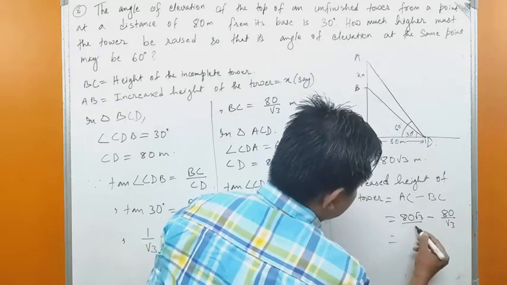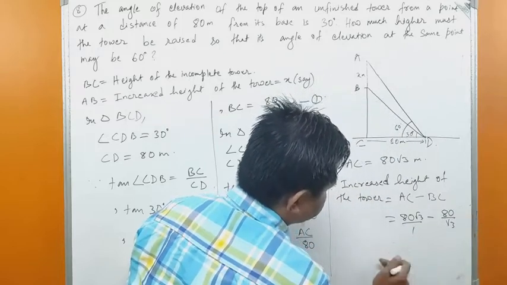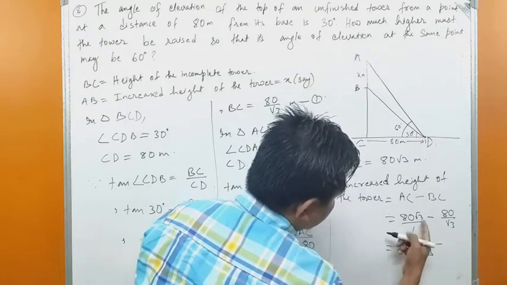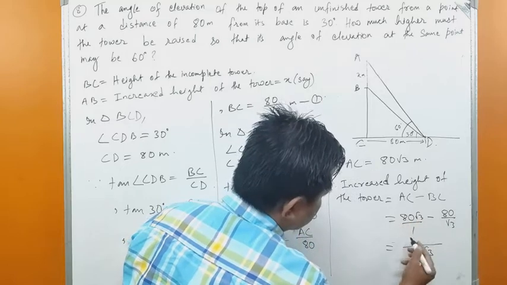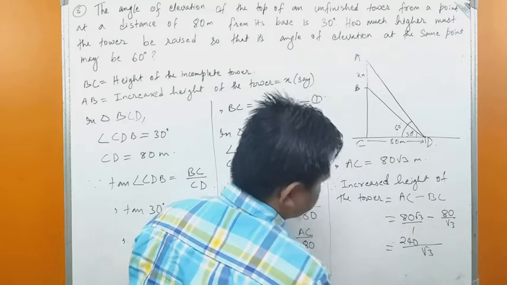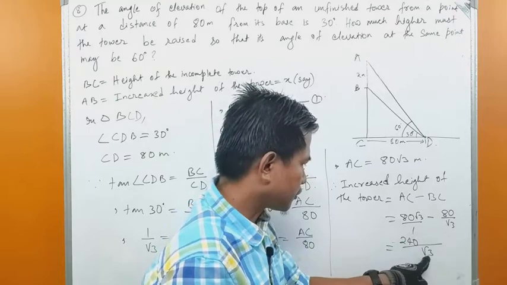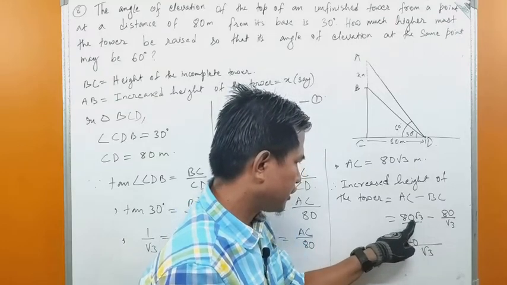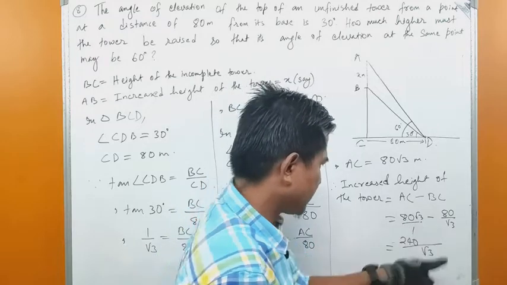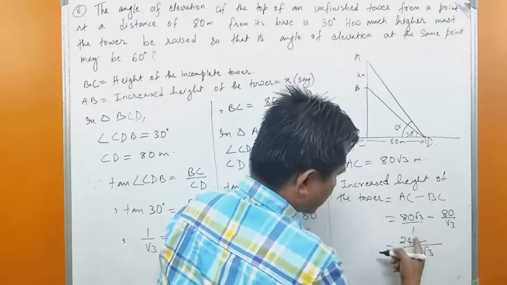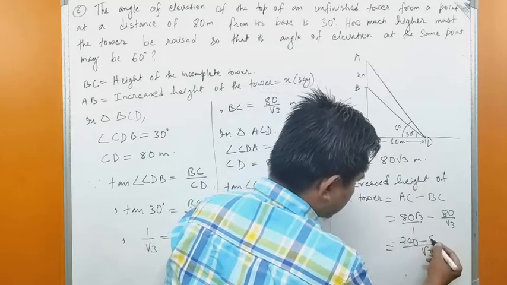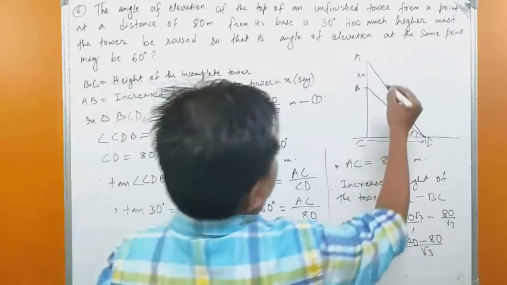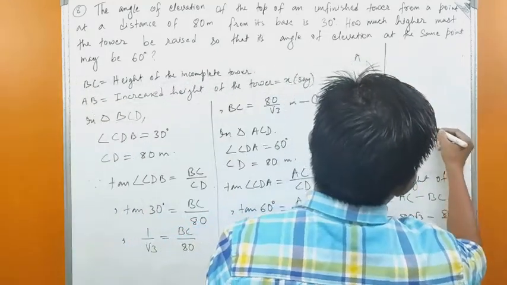So let us take the LCM here. What is the LCM? 1 and root 3, root 3. So root 3 into root 3, 3 into 80, 240, isn't it? 1 into root 3 gives us root 3, so that means root 3 into 80 root 3. So root 3 into root 3 is 3, 3 into 80, 240, minus root 3 ones are root 3, so 1 into 80 is 80. So let me continue here.